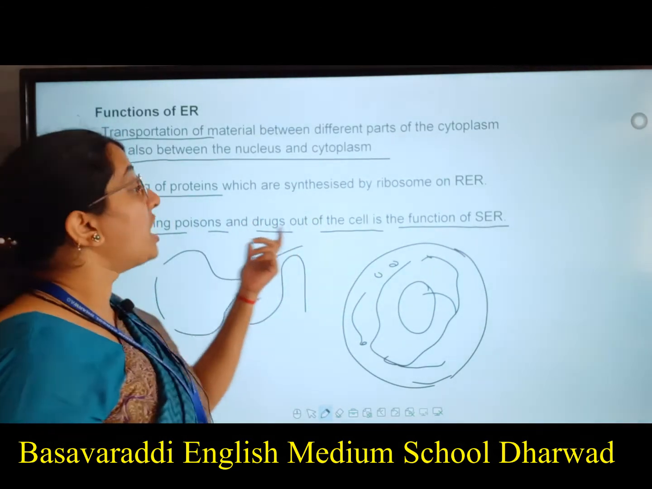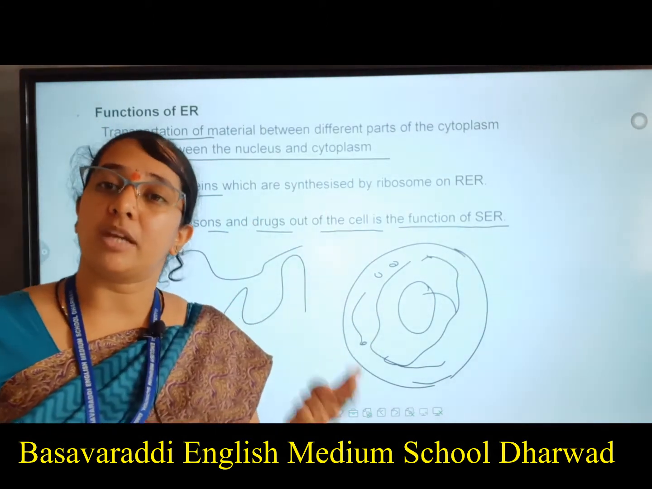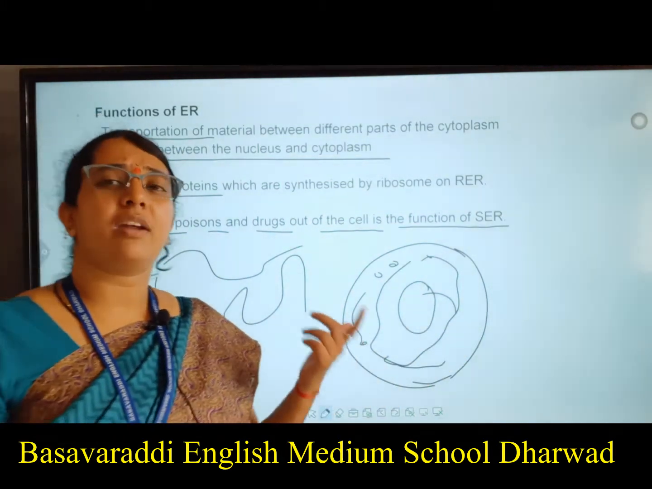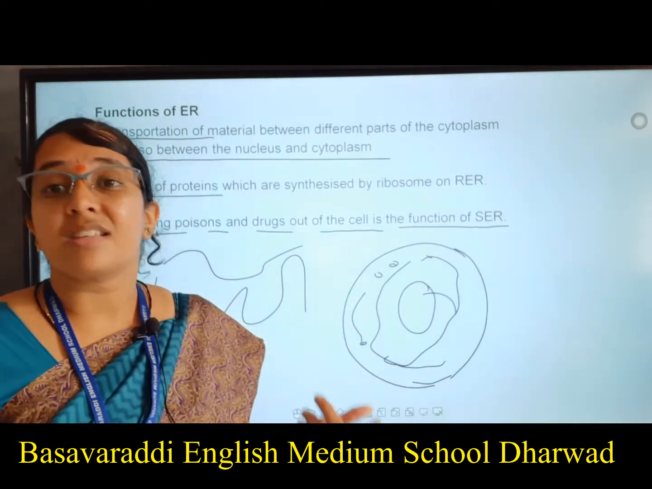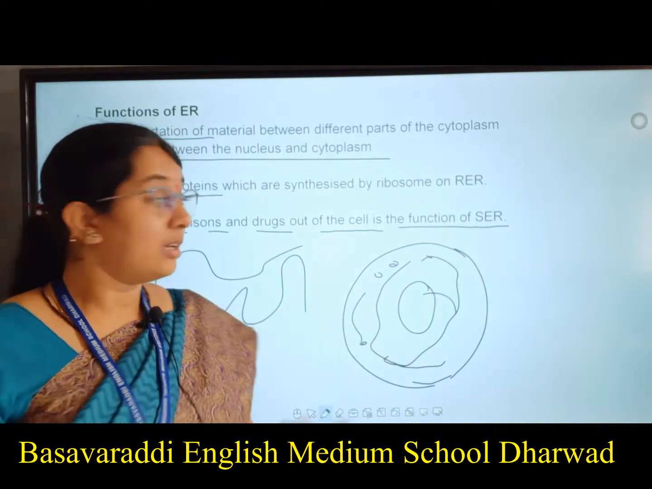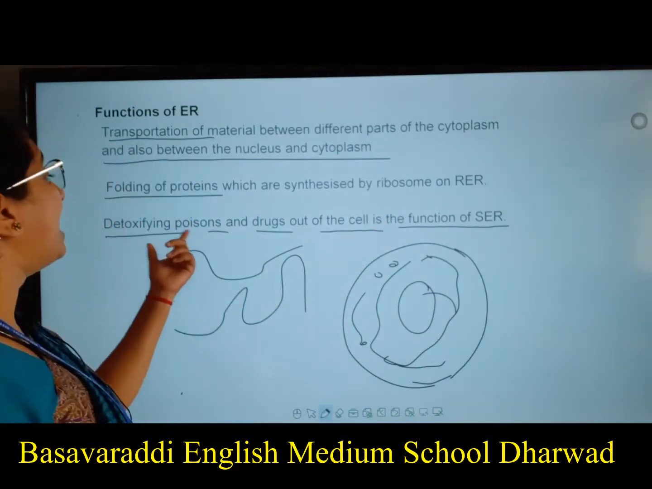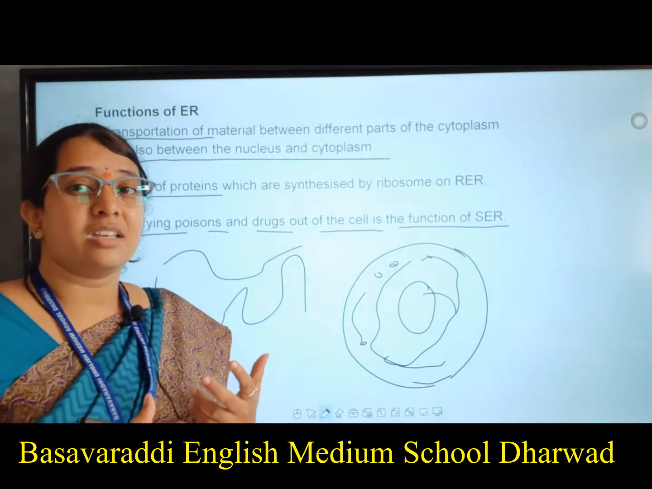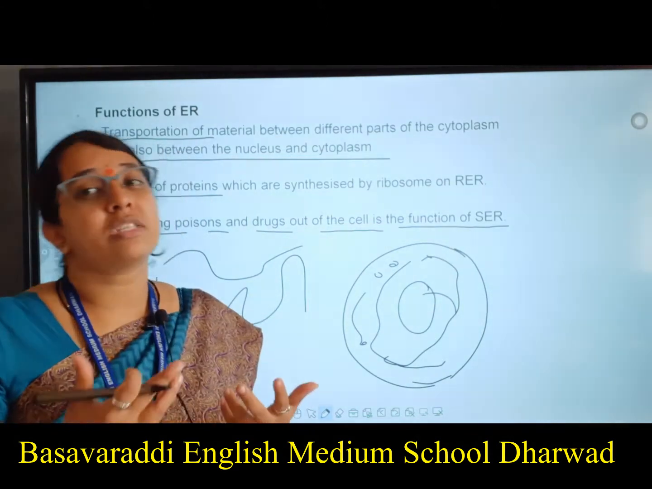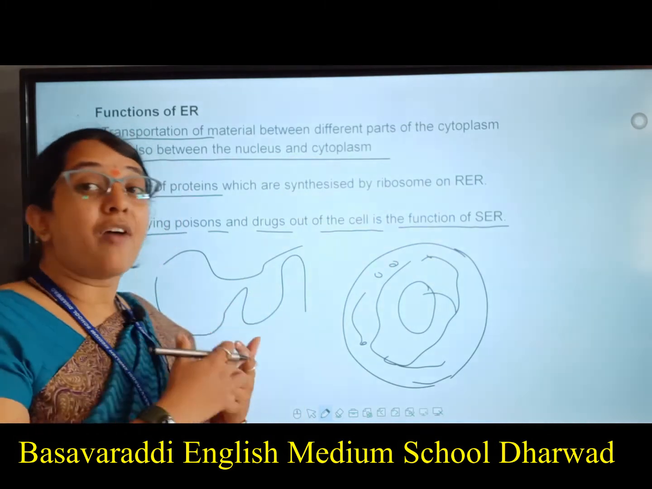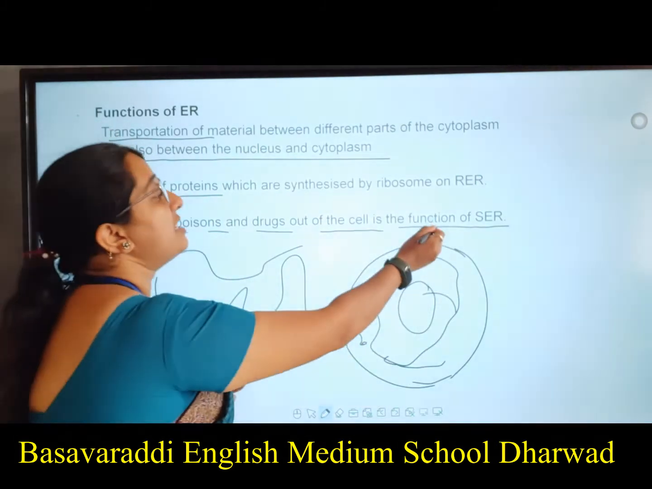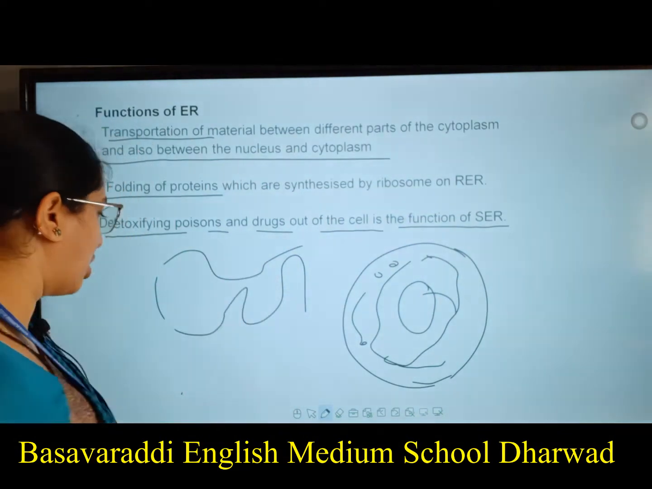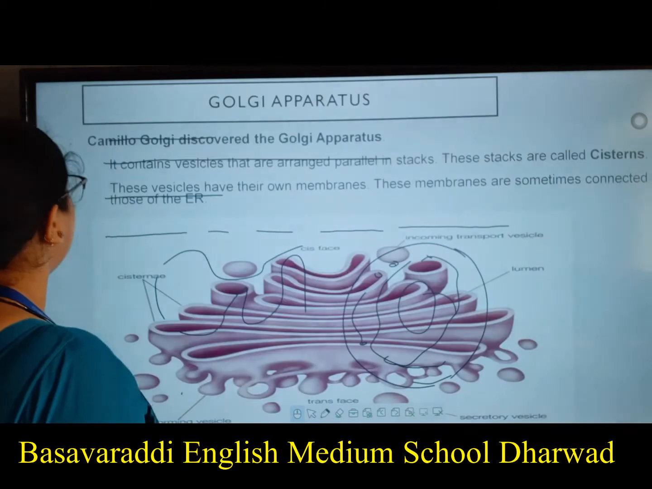Now when we are talking about SER, smooth endoplasmic reticulum, the first function is that it helps in synthesis of lipids and fats, which are required for the synthesis of new cell membrane. With that, they help in detoxifying poisons. We can take waste also as poisons at times, so they have to be removed from the cell. That is the function of the smooth endoplasmic reticulum.